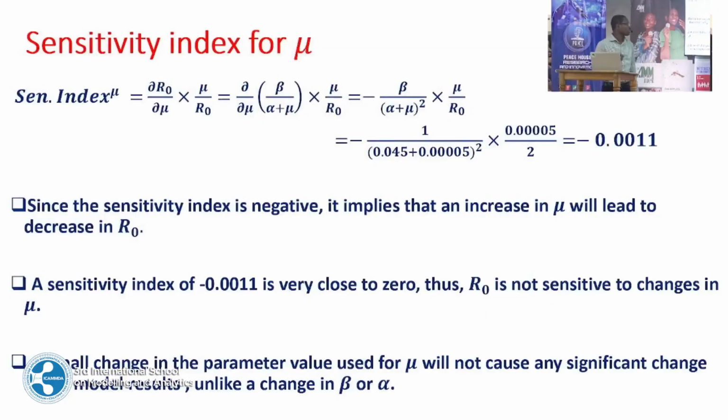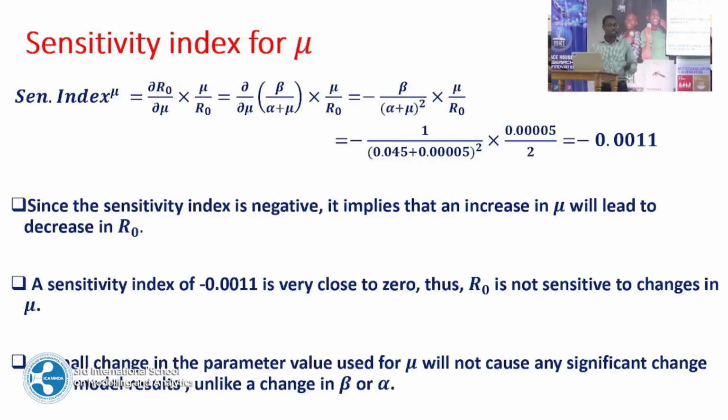Can you help us bring the slide? It's very close to 0, 0.001. So a sensitivity index of minus 0.001 is very close to 0, because R naught is not sensitive to changes in mu. A small change in the parameter mu will not cause any significant change in your model results, unlike the first two that we had, where we had 0.999 and then 1. Is that clear?